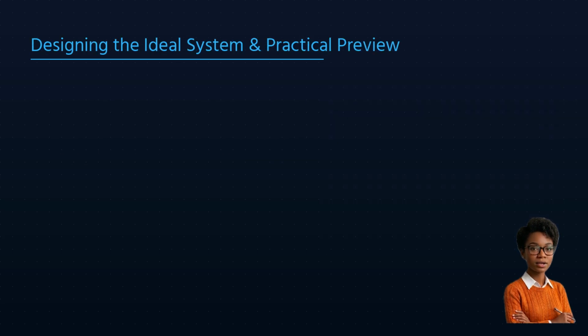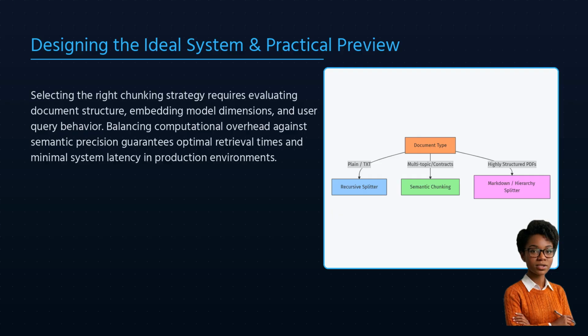As a principal engineer, your job is to look at this decision matrix. If you have flat, unformatted TXT files, recursive splitters are excellent. For deeply structured PDFs or technical documents, Markdown/recursive strategies are ideal. For complex documents with mixed topics, semantic chunking is highly recommended.